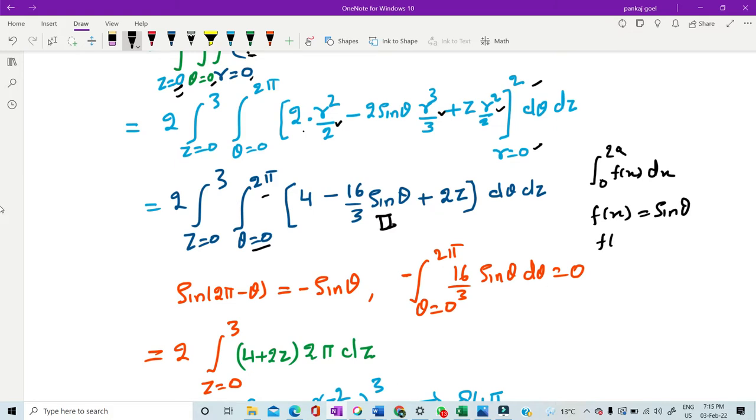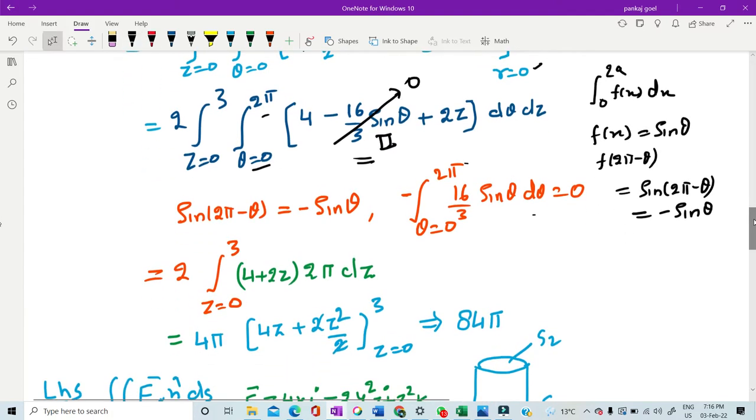f of what is the 2a? 2a is 2 pi. If I take 2 pi minus theta, that is sin of (2 pi minus theta), that is equal to minus sin theta. So that's why the value of this integration, the middle integration, will be equal to 0. So you can say the value of this integration is 0 from 0 to 2 pi. Is it clear?